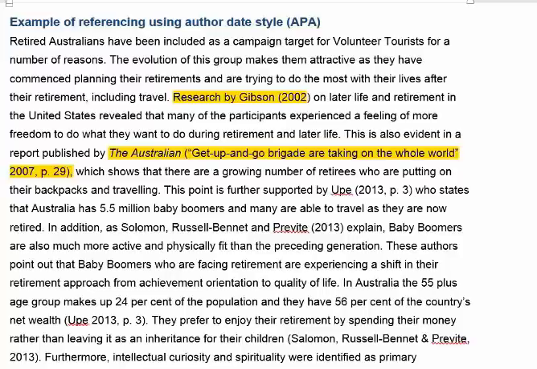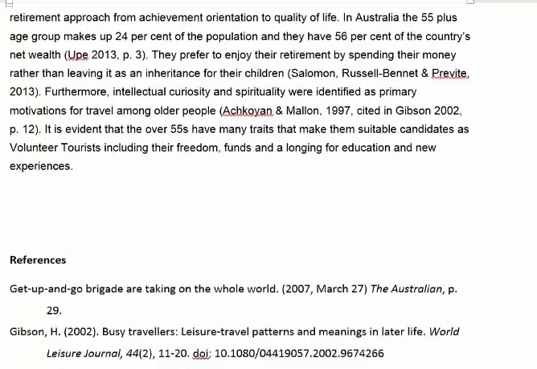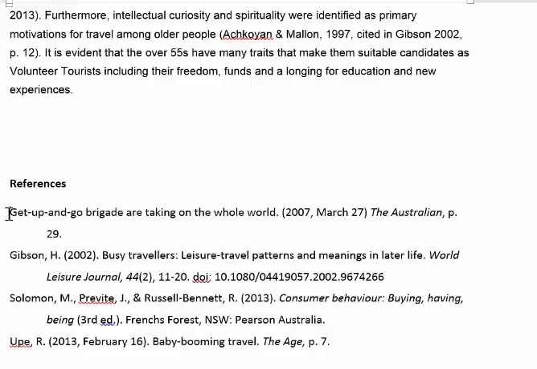Because it's an author date style, the connection between the author in text should be easily followed by the reader to the reference list. The reference list is usually the last page of your essay, or the page before the appendices if you're writing a report. But let's have a look at the reference list for this piece. Here we can see that newspaper is shown at the top. Because there's no author, it's given the title and the name of the newspaper. There's Gibson following, and then Solomon, Previtt and Russell Bennett, and finally OOP.